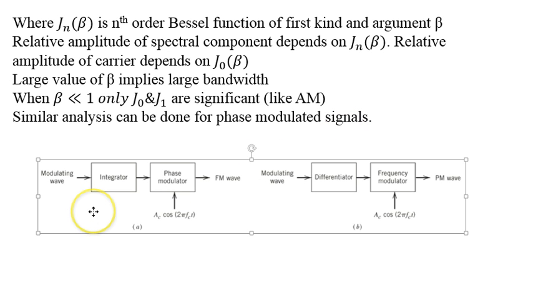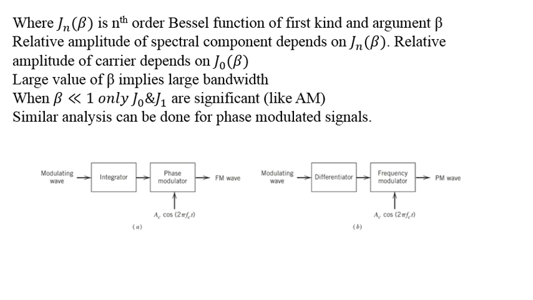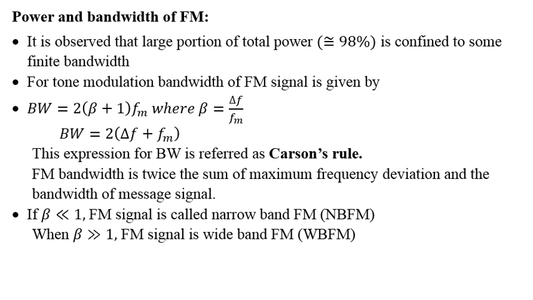Now we notice these two figures here. They indicate how you could get an FM wave when we have a phase modulator. That means if there is a modulating wave, put an integrator, then a phase modulator, and you get an FM wave, and this is the carrier wave. Similarly, if a frequency modulator is available, you can generate a phase modulated wave using a differentiator before the modulating signal. This is only a block diagram kind of representation.